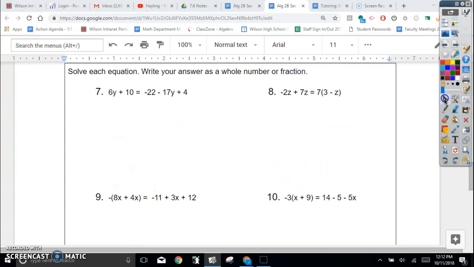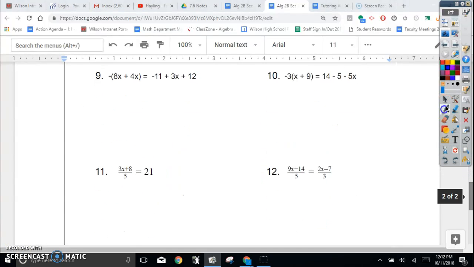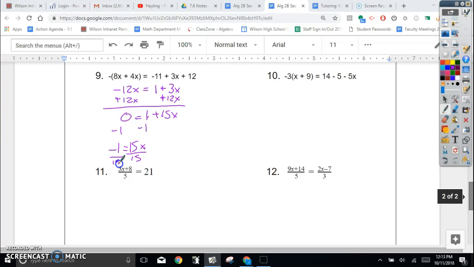Okay, so I'm going to erase this. I'm going to keep moving down here. Slow and steady wins the race, although you're probably thinking I'm going a little quick. So quick and steady, I guess. 8x and 4x. That will be 12x, and I still have this negative out in front. 12 minus 11 is 1, so I have 1 plus 3x. Now, I'm going to add the 12x over for good measure. Since 0 equals 1 plus 15x. Subtract 1 away, so I get 15x equals negative 1. Divide by 15, so x is negative 1/15.